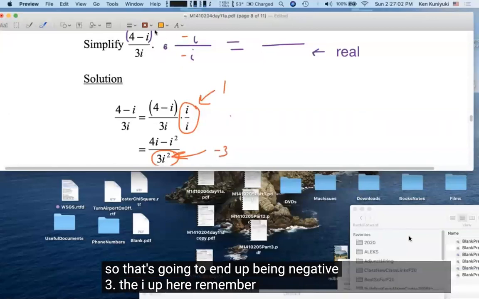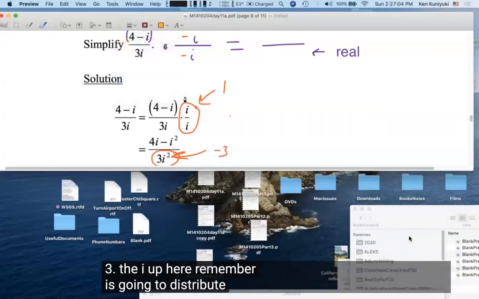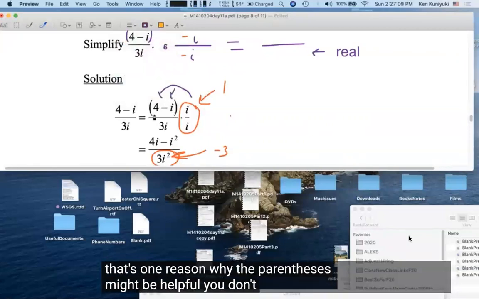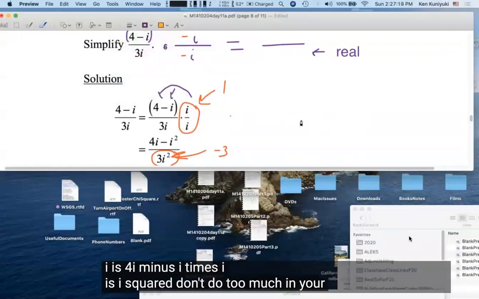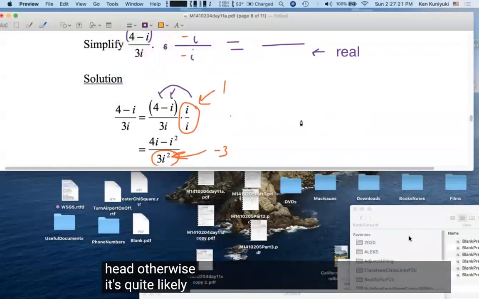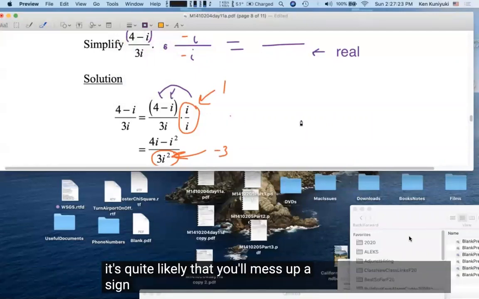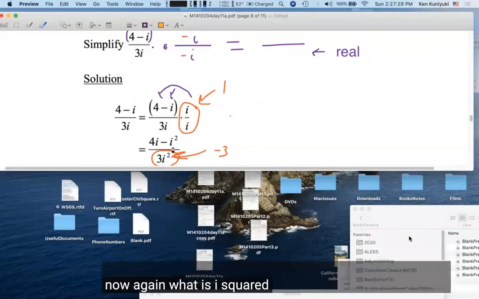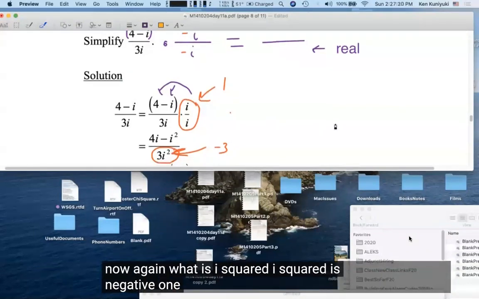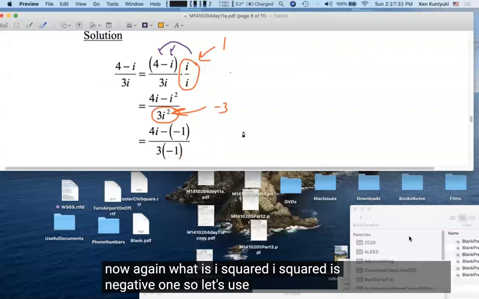The i up here, remember, is going to distribute. That's one reason why the parentheses might be helpful. You don't need them technically, but they're sometimes helpful visually. 4 times i is 4i, minus i times i is i squared. Don't do too much in your head, otherwise it's quite likely that you'll mess up a sign. Now, again, what is i squared? i squared is -1. So let's use that.